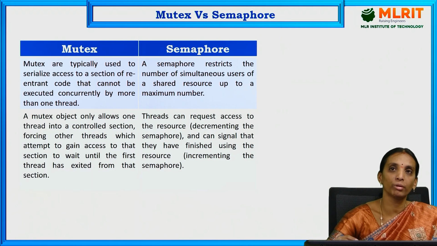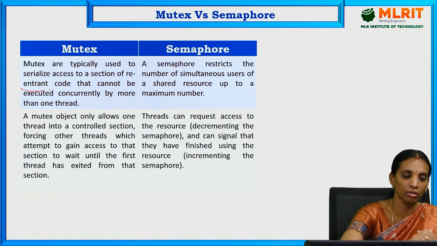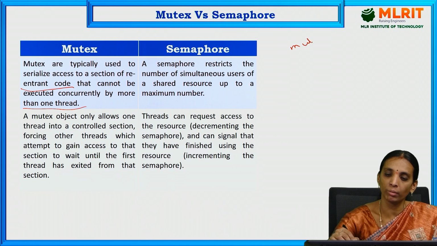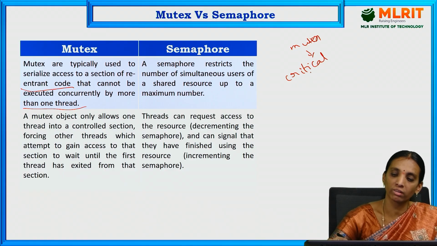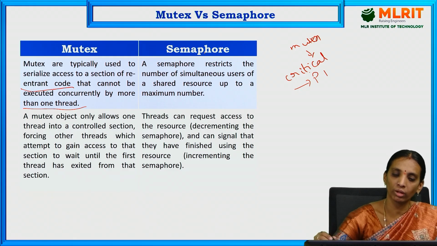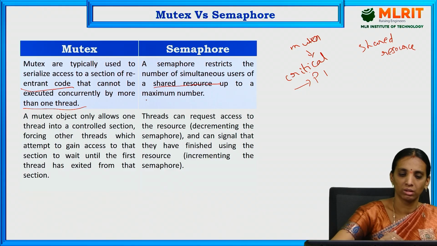Now, the differences between mutex and semaphores. Mutexes are used to serialize access to a section of re-entrant code that cannot be executed concurrently by more than one thread. The mutex depends on the critical section: whenever a critical section is entered, the mutex is locked by that particular process. A semaphore can be used any number of times by processes depending on the shared resource allocation, up to the maximum number.